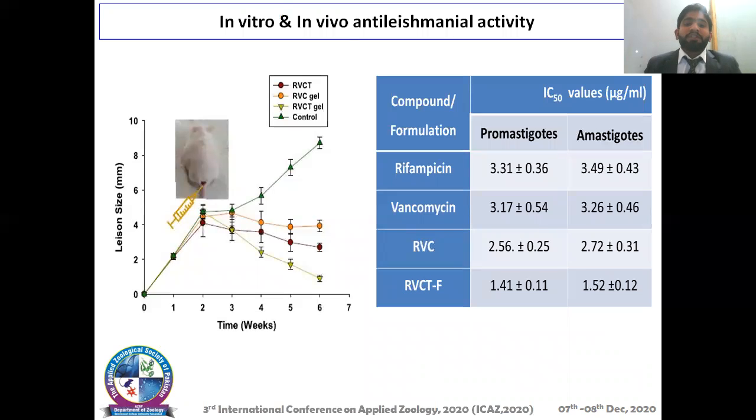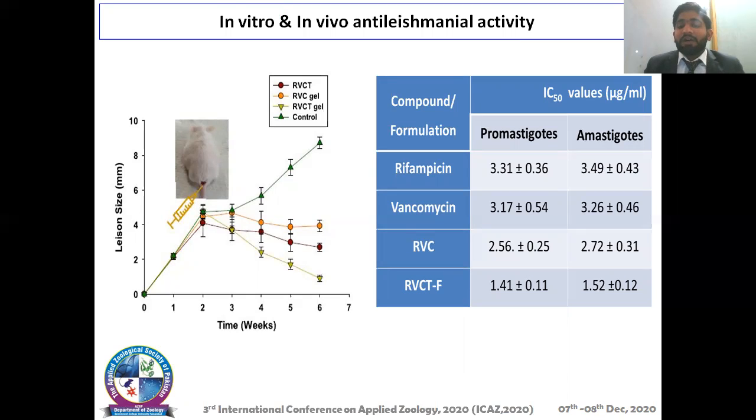Then I performed the in vivo anti-leishmanial activity in mice. Leishmania was induced in the mice, and the lesion was treated with RVCT gel and RVC gel, and one group was the control. As can be seen in the graph, there is a clear difference between the RVC gel and control group. And a further difference can be seen: RVCT has further reduced the lesion size as compared to the RVC gel, and RVCT gel has the largest decline in lesion size as compared to the other formulations.